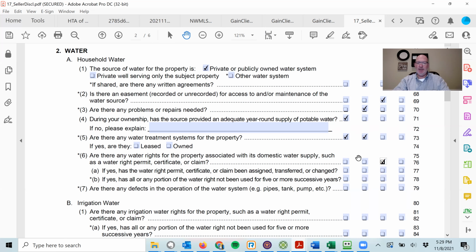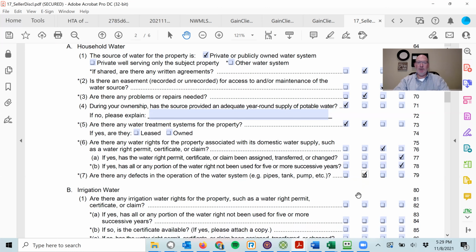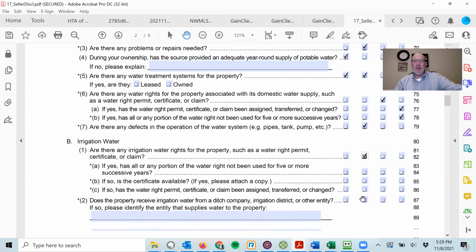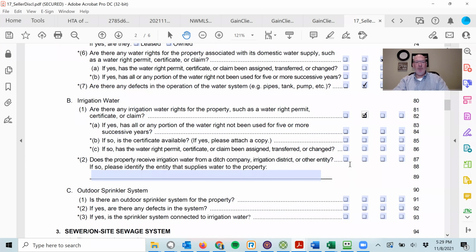Notice it says if yes. Anytime it says if yes, if you didn't say yes, you want to say NA. Are there any defects with the water system? No. Irrigation water. Most people are going to say we don't have that, right? Irrigation means water that is brought in through irrigation systems and or canals, usually for watering fields, right? So now we said no to that. And then we're going to have 3 NAs because we said no.